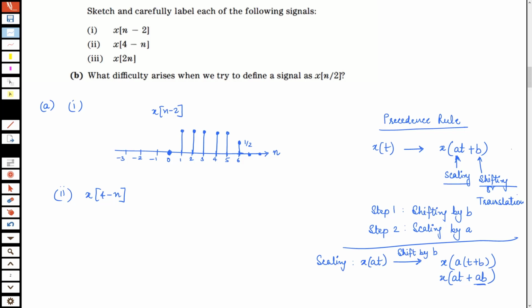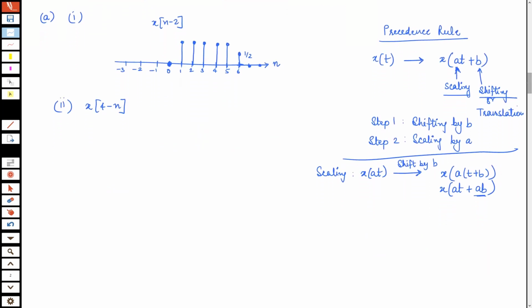So it's okay. There is no hard and fast requirement that you have to absolutely do shifting first. If you decide to do scaling first, however, it's very important that you do shifting not by b but by b by a. Okay? Because in that case, it would mean the same thing. So if you are doing scaling first, make sure you're doing scaling by a and then you do shifting by b by a and not b. All right, so this is what is called the precedence rule.